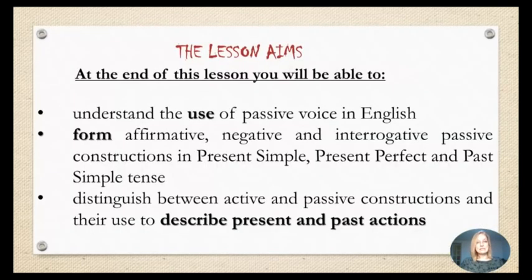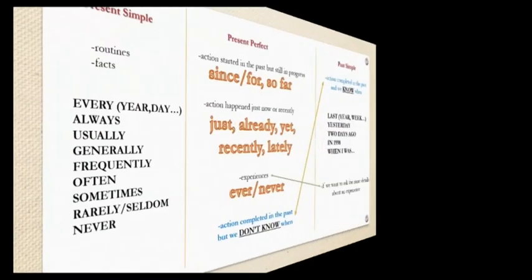So, at the end of this lesson, you will be able to understand the use of passive voice in English, form affirmative, negative, and interrogative passive constructions in present simple, present perfect, and past simple tense, and distinguish between active and passive constructions and their use to describe present and past actions. So, before you leave primary school, let's practice a little more.